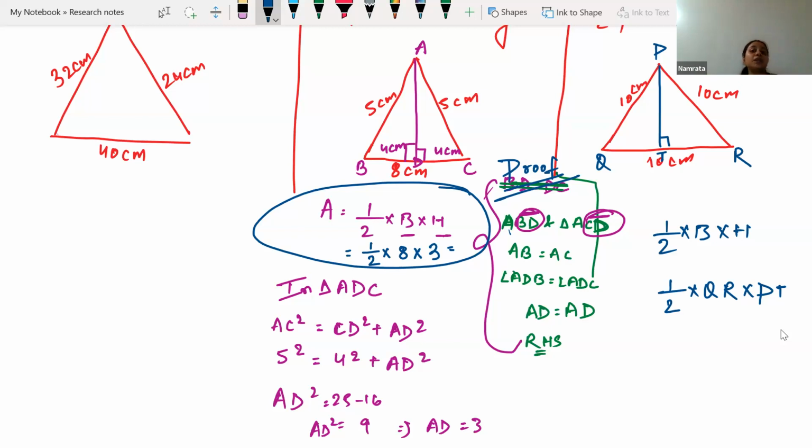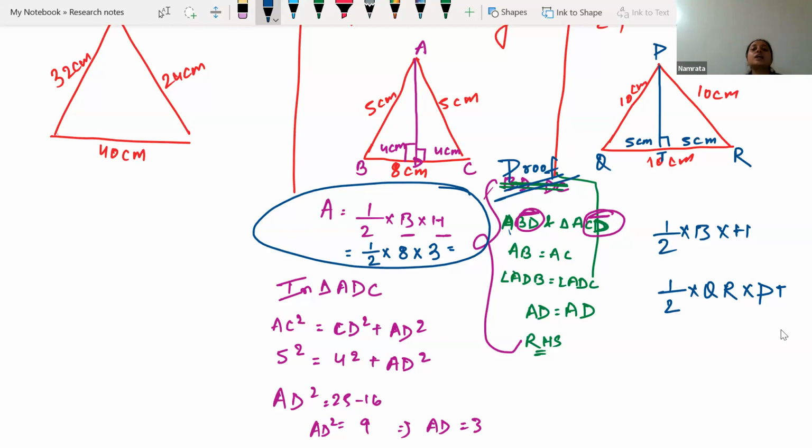Here also we will be able to prove congruency, because this side is equal to this side, there is a common side in between, here we have 90 degree, there we have 90 degree. So the theorem is applicable, that is, side QR will get cut into half. So if the total is 10 centimeter, this will be 5 centimeter and this will be 5 centimeter.